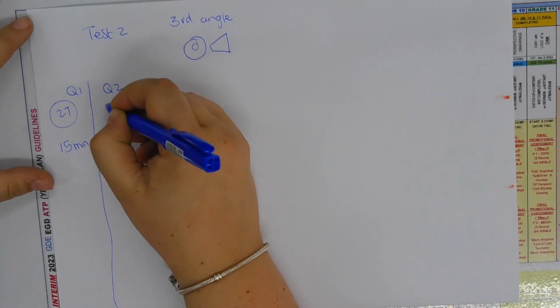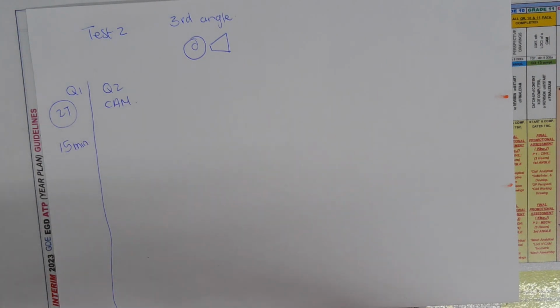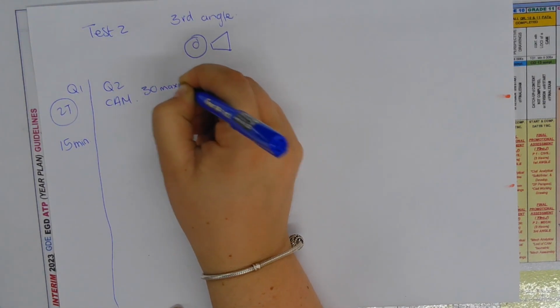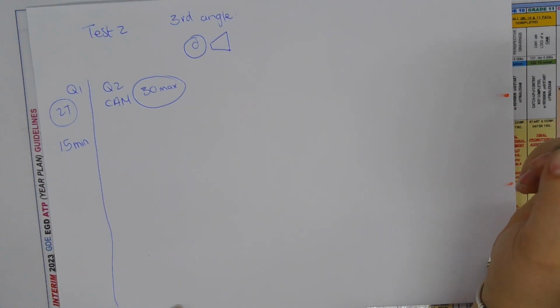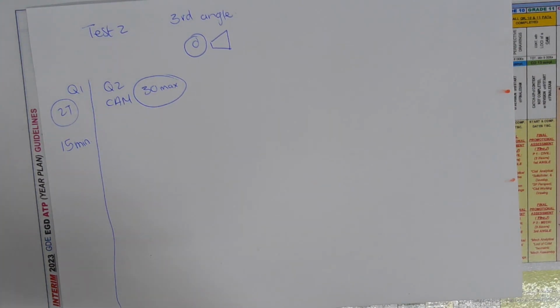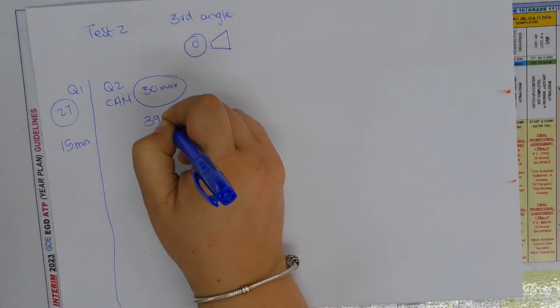Question 2 is a cam. So with the cam, it's supposed to take you around 25-ish minutes, 30 max. So I'm just going to say 30. It's 35, 40 marks, depends on the question. Let me check an example. 39. Yeah, so I'm going to say 39 marks.